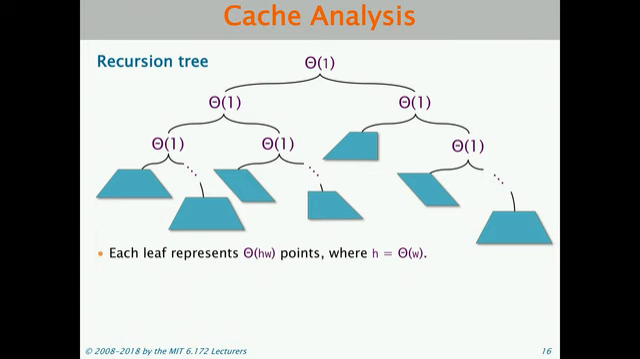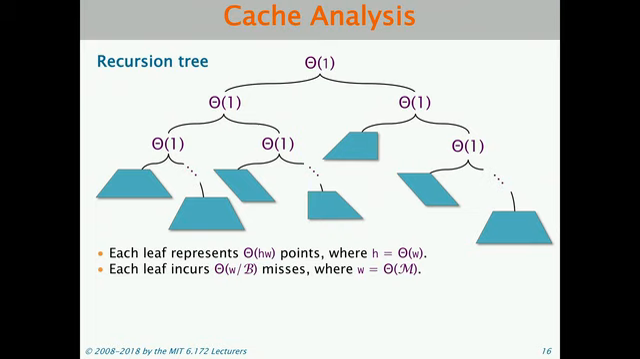And each leaf in the base case is going to incur theta of W over B misses, because we have to load in the base of the trapezoid from cache, from main memory. And once that's in cache, we can compute all of the other points in the trapezoid without incurring any more cache misses. So the cache misses per leaf is just theta W over B.